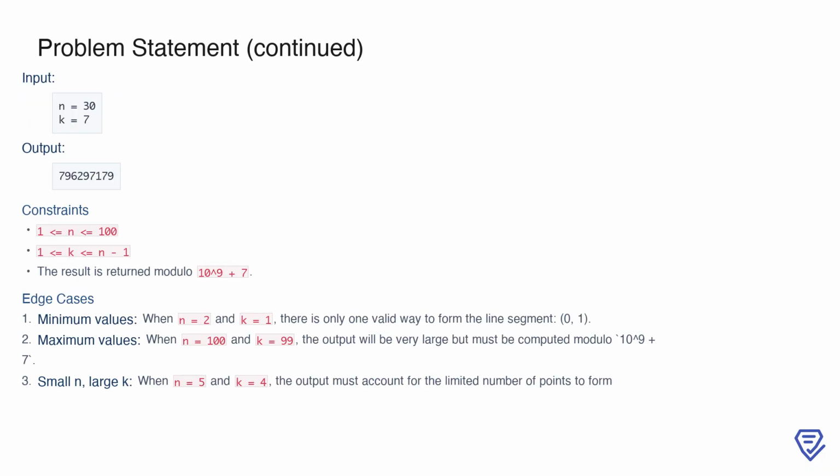In the third example, we scale up to a larger input with n equals 30 and k equals 7. Here, we need to calculate the number of ways to form exactly 7 non-overlapping segments on 30 points. The output for this case is a large number, 796297179, which is already modulo 10 to the power of 9 plus 7. This highlights the computational challenge of the problem, as the number of combinations grows significantly with larger values of n and k. The constraints ensure that the algorithm must be efficient, as n can go up to 100 and k can approach n-1. This requires a well-optimized solution that avoids brute forcing through all potential combinations.